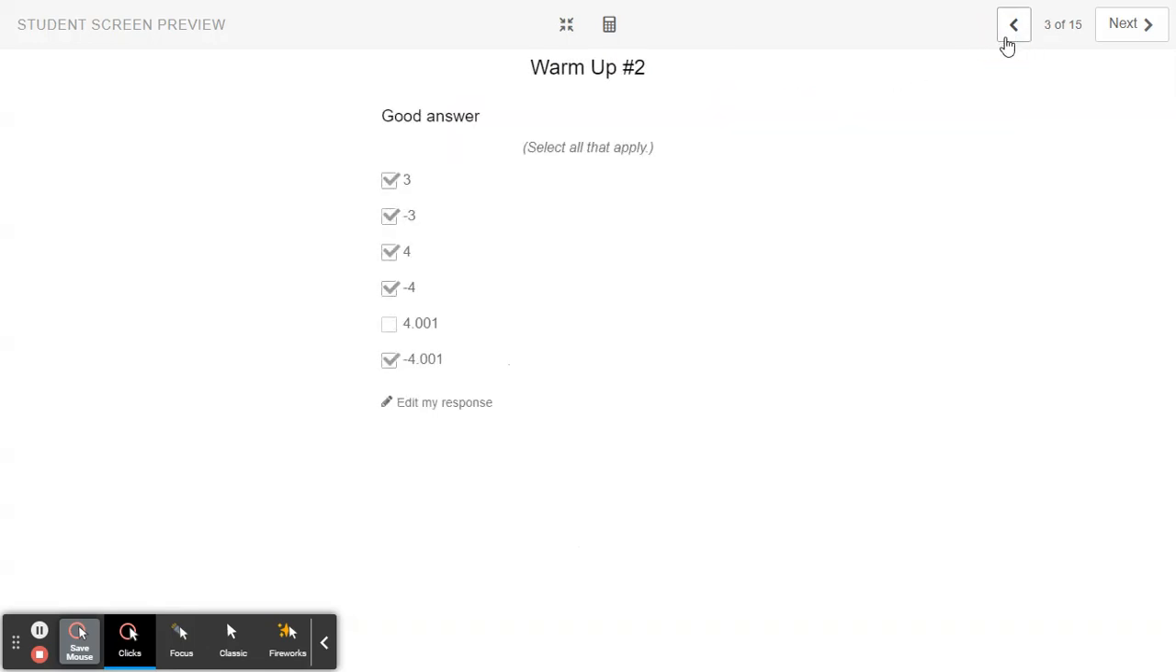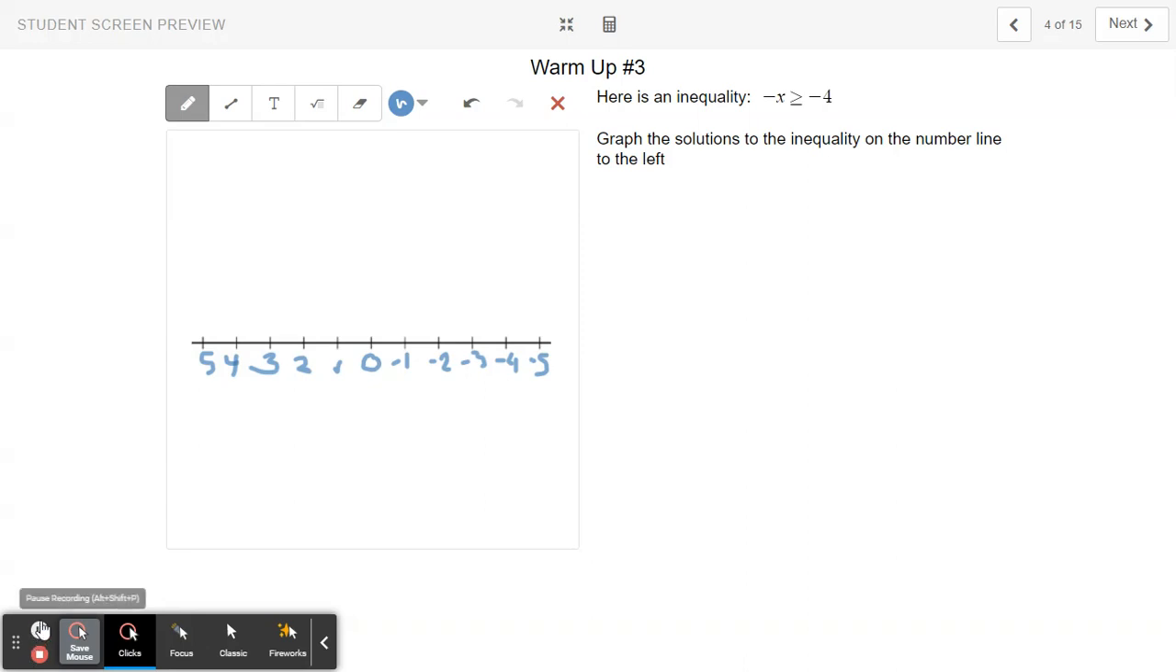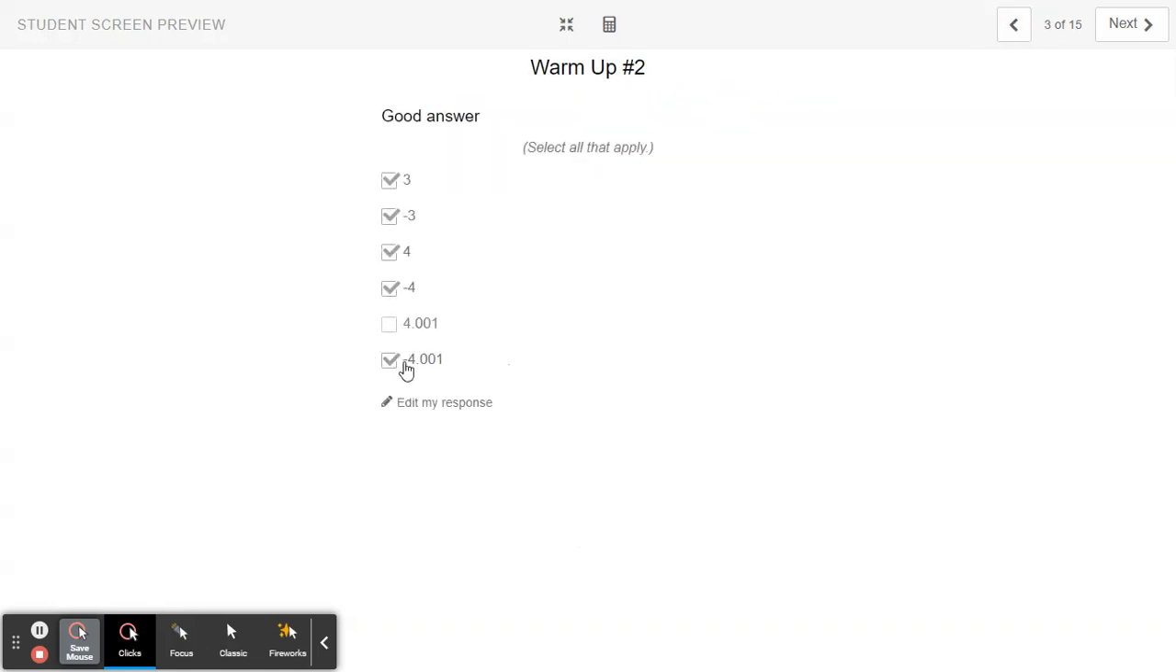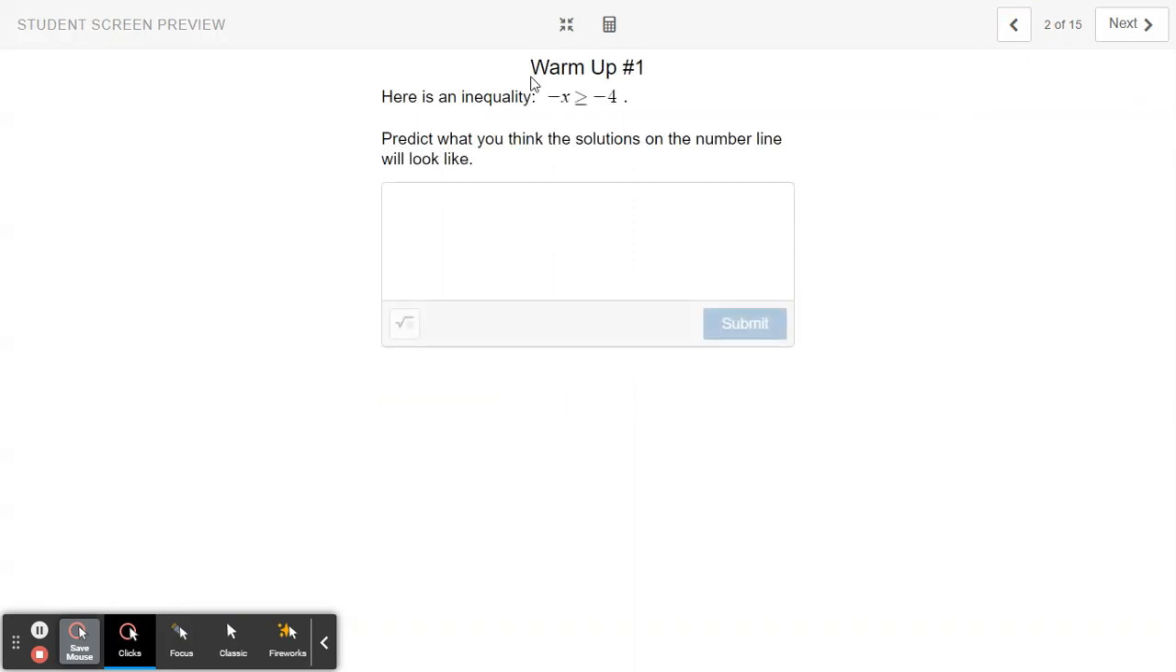So let's go back to our other page and let's remember that negative 4 is a solution. Negative 4.001 is a solution, which is interesting. So when we start putting our answers here, we know that any negative answer has to be part of this, right? It's part of the solution. We also know that the only one that wasn't was positive 4.001.